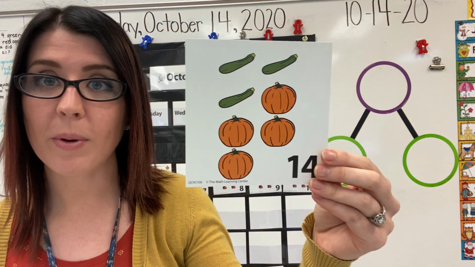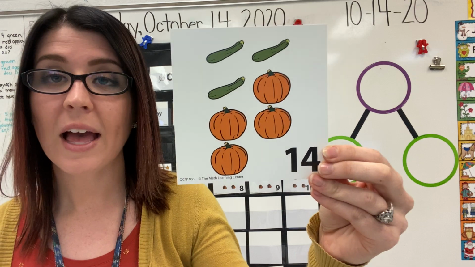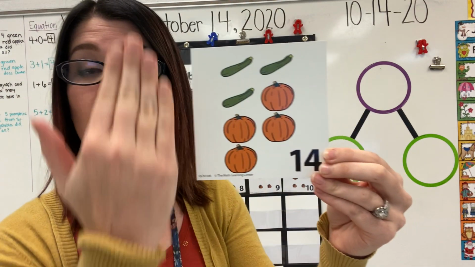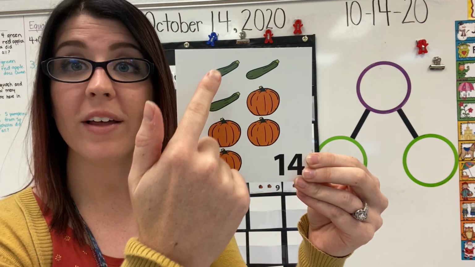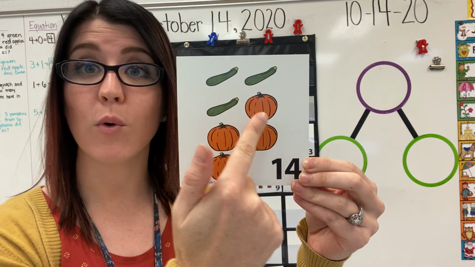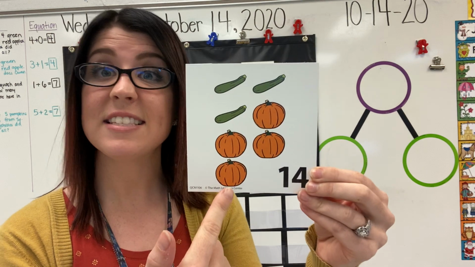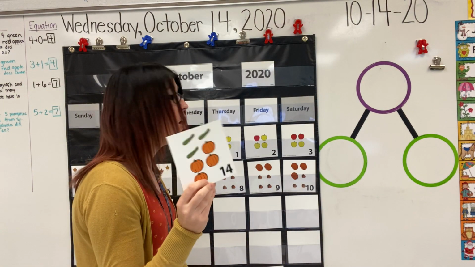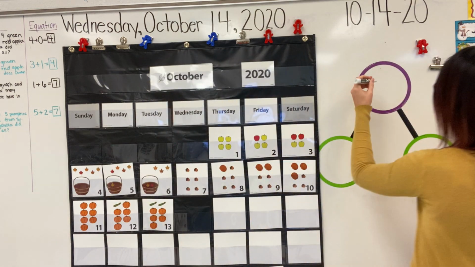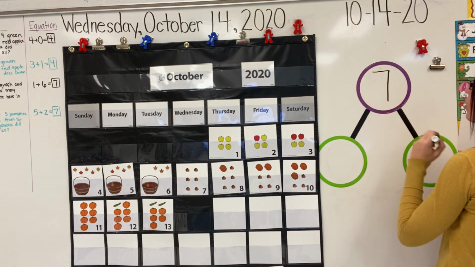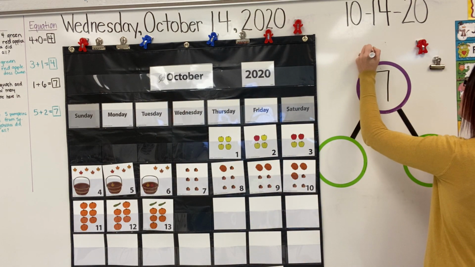We are sticking with the pumpkins and the squash. How many vegetables are on the whole card? 1, 2, 3, 4, 5, 6, 7. There are 7 on the whole card. That is all of the vegetables. So I'm going to put the 7 up here. This is where we put our whole, and our whole means all.